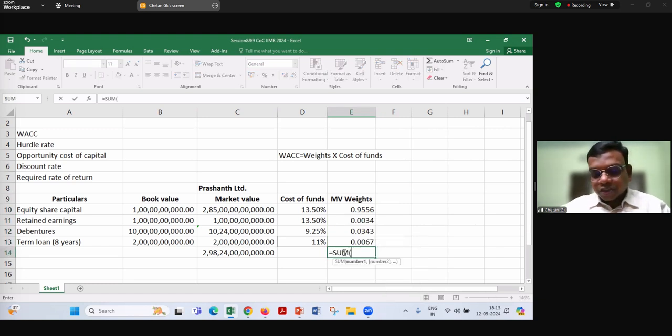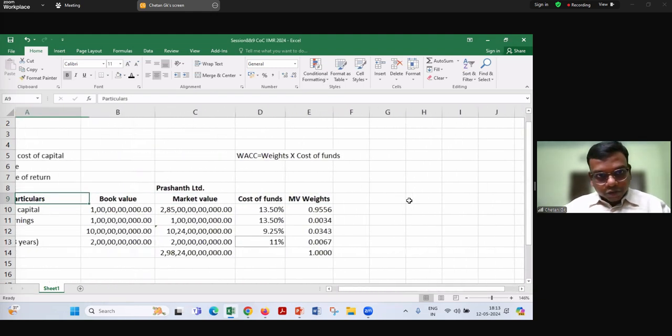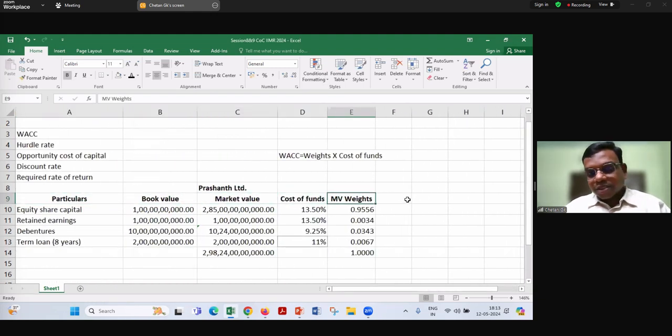I'll just make a summation of this just to cross verify. It is summing up to 1, which means it is correct, right? So can you please also compute like this, what I'm saying? If you're doing along with me, you can also do along with me like this.